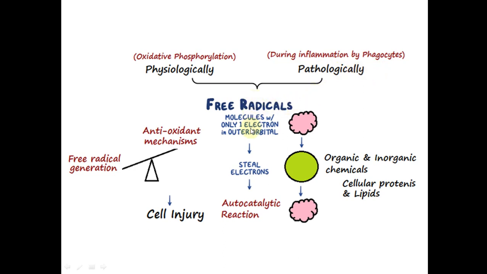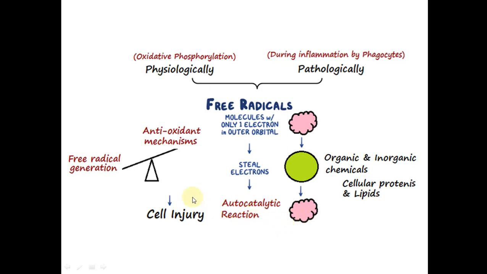So whatsoever the free radicals, they have an unpaired electron in the outer orbital, and they will steal an electron from other organic and inorganic chemicals, for example cellular proteins and lipids. And when they steal an electron from these molecules, these are also converted into free radicals, and in this way an autocatalytic reaction sets in.